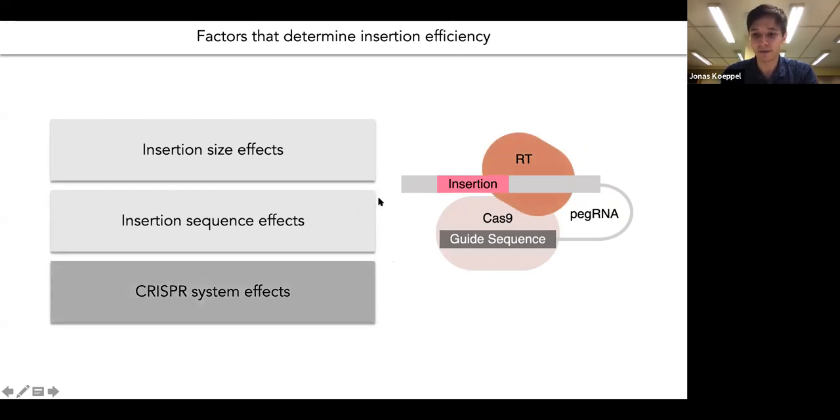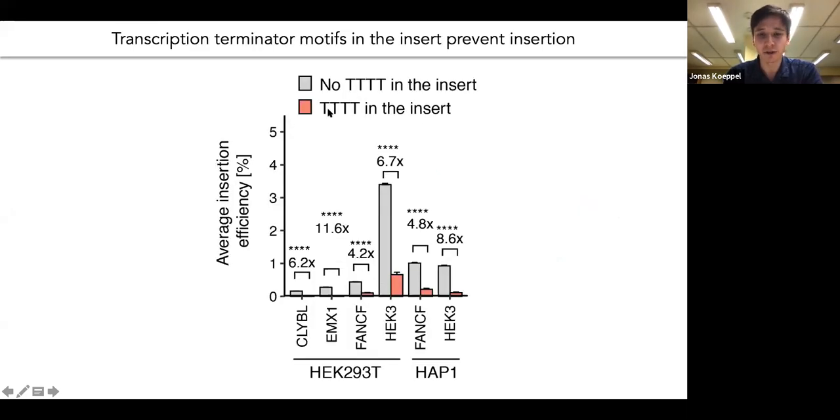And then finally, I would talk a few minutes about CRISPR system effects. First of all, it is known that the occurrence of many Ts acts as a terminator motif for the polymerase 3 that expresses the pegRNA. So we wondered whether having that in the insert that we're trying to insert would decrease editing rates. And as you can see, that's a very clear effect that whenever the inserts have many of those consecutive Ts, we see lower editing efficiency.